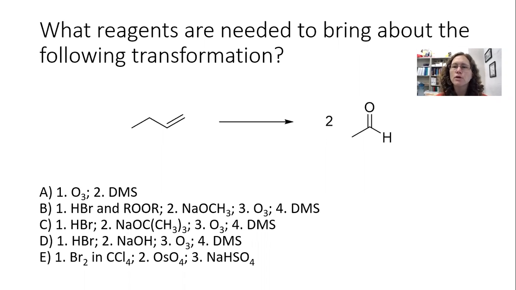Two questions to ask yourself. Number one, how has the carbon skeleton changed? Have we added carbons, lost carbons? Has it stayed the same? And number two, what kind of transformations have we brought about? To answer question one, we have changed the carbon skeleton. We've gone from 4 carbons to 2 carbons. That's a really important thing because there's only so many reactions that cleave carbon to carbon bonds.